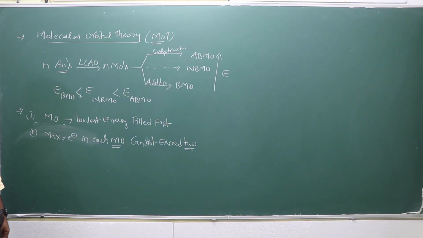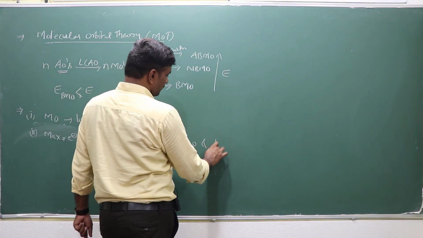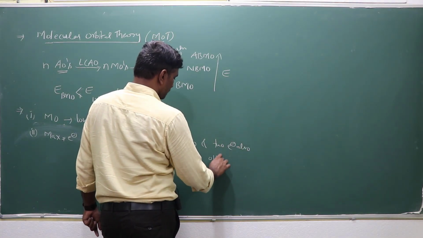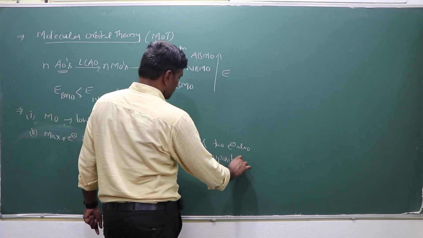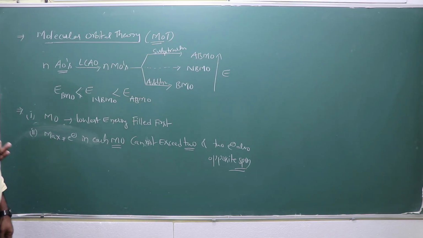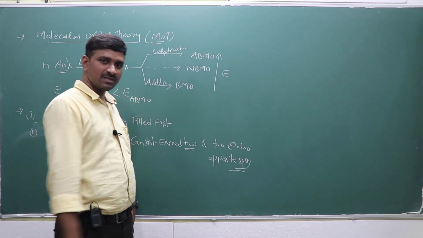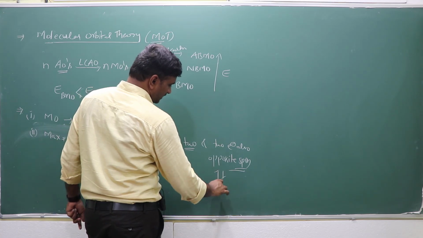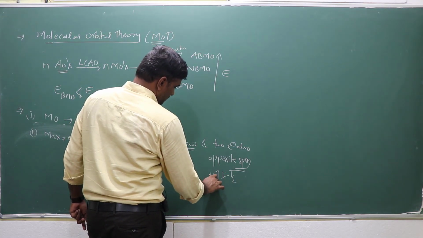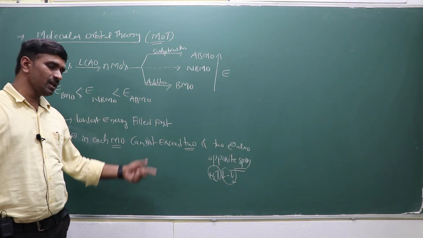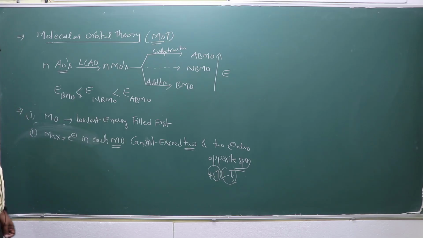And the 2 electrons must have opposite spin. That means one is plus half, clockwise, and the other is anti-clockwise, minus half. Upward direction is plus half, downward direction is minus half. The maximum number of electrons in each molecular orbital cannot exceed 2. That is the second statement.